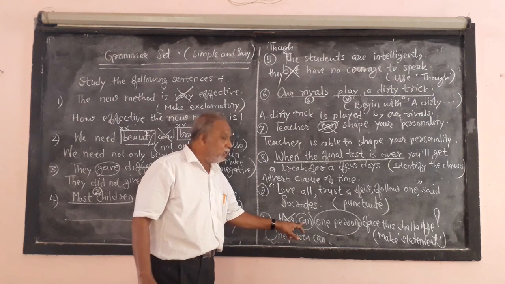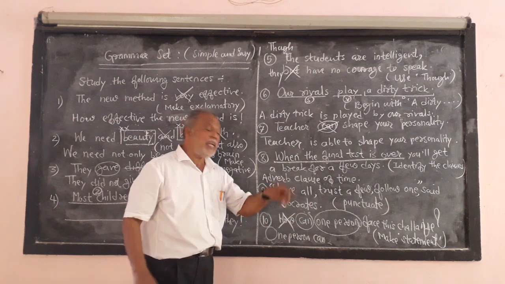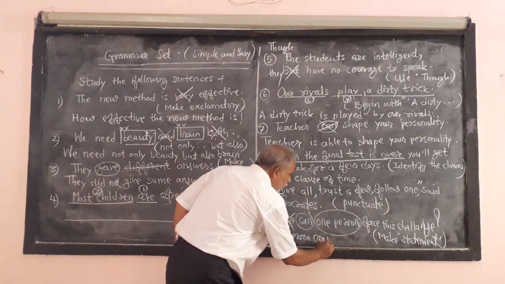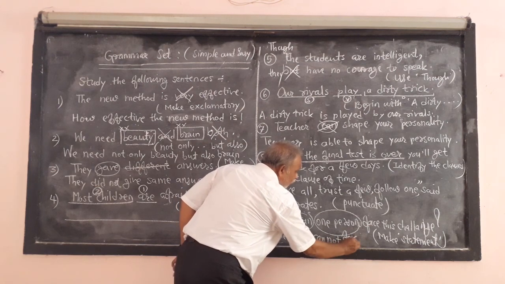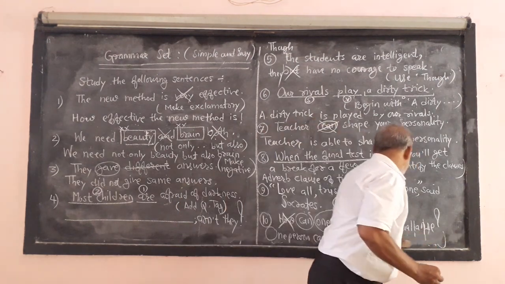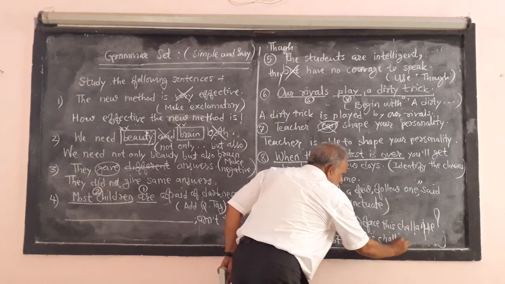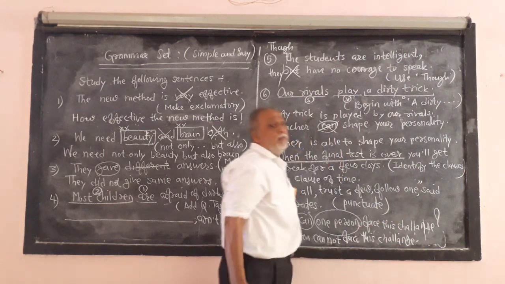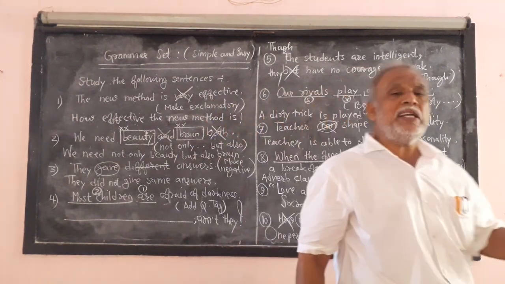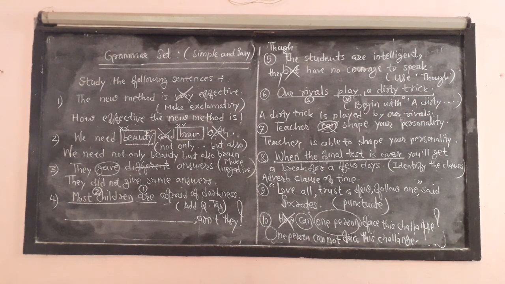Now look at the blackboard. Is there no or not? No. Then we have to write it. One person cannot face this challenge. Full stop. Remember, we have to change the question mark into a full stop. And then the sentence is correct. Now read the sentence with me. How can one person face this challenge? And the statement is: one person cannot face this challenge.